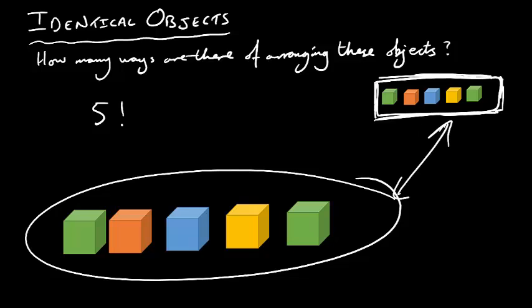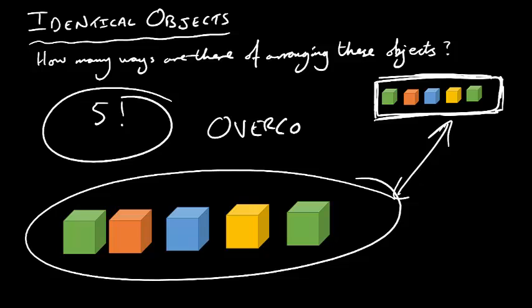So by having 2 identical cubes in there, we're going to have identical arrangements. We've got identical objects, so therefore we're going to have identical arrangements. So in other words, we've overcounted. We've overcounted in this 5 factorial. We haven't got 5 factorial arrangements at all. We've got too many because these arrangements are the same.